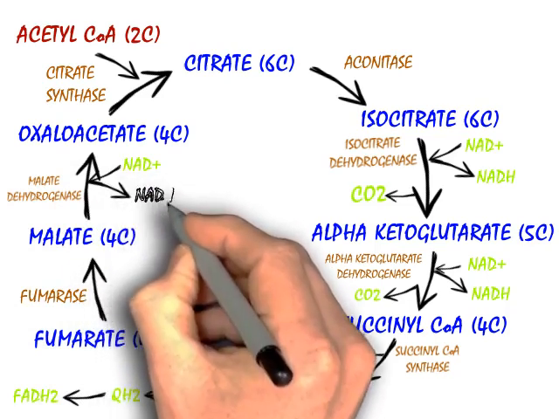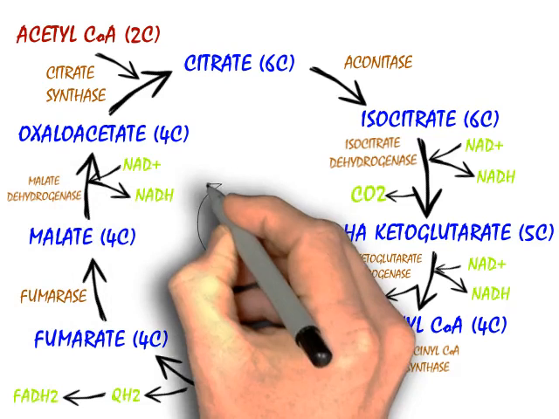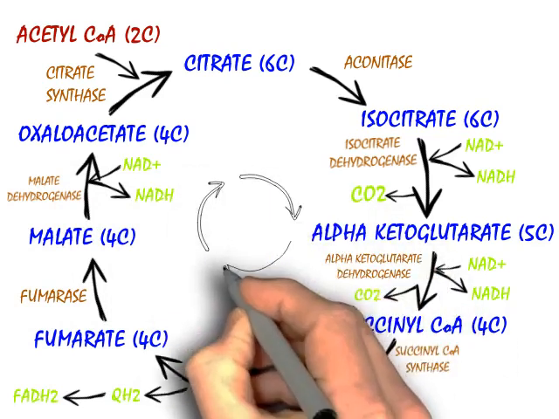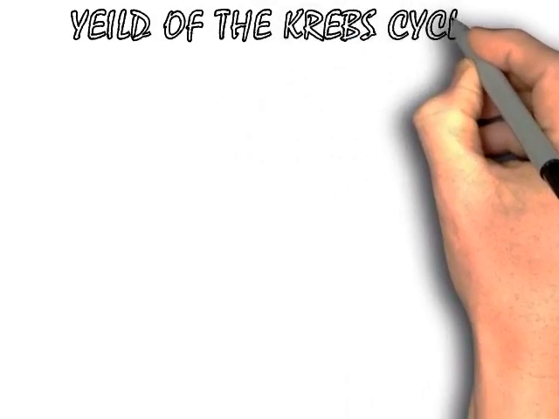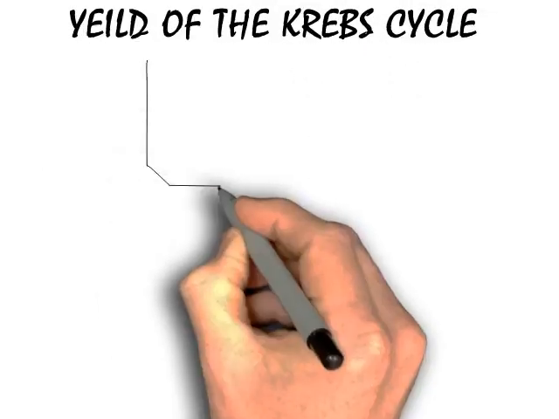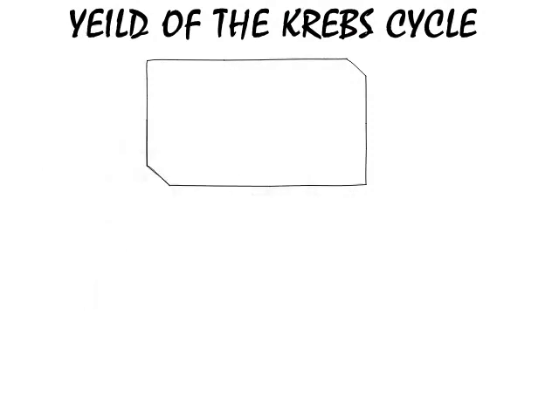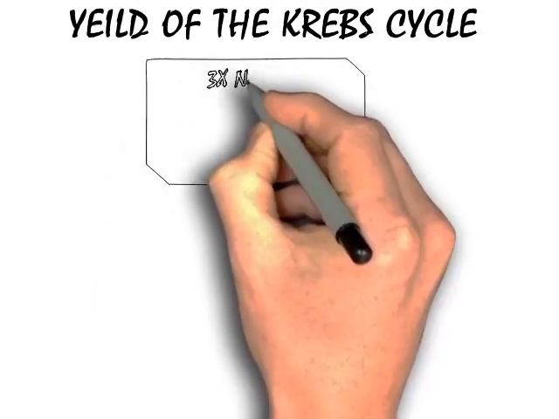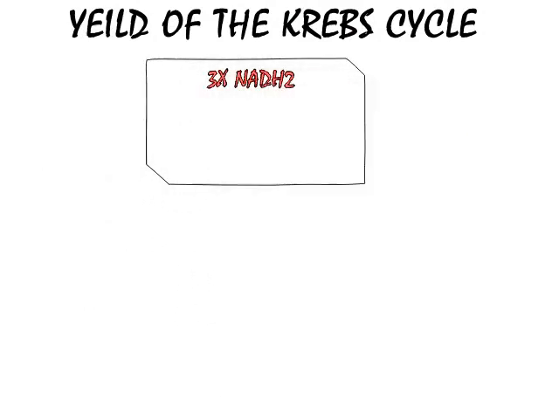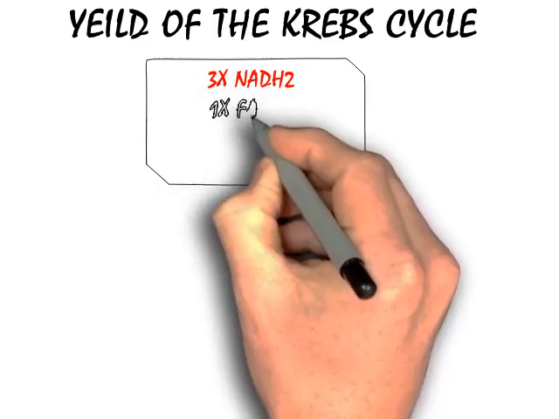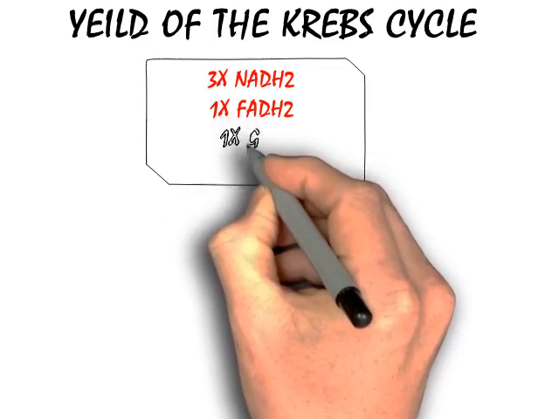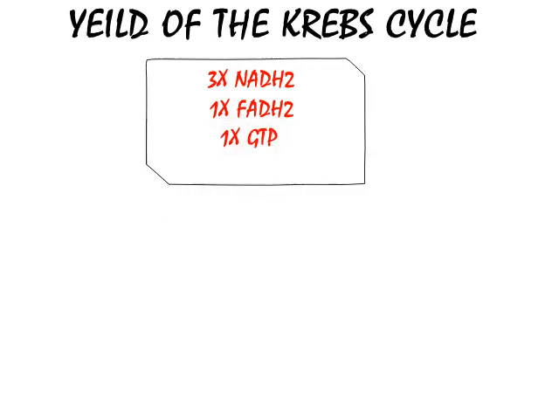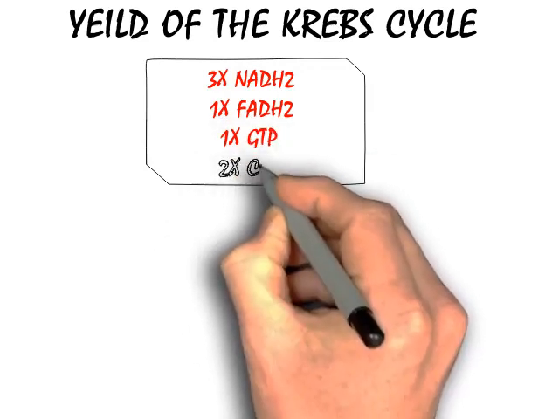And as we all know, this citric acid cycle is a closed loop cycle. Now let's take a step back and do some accounting. Let's calculate the yield of the Krebs cycle. Overall, 1 turn of the citric acid cycle gives 3 molecules of NADH, 1 molecule of FADH2, 1 molecule of GTP, and 2 molecules of carbon dioxide.